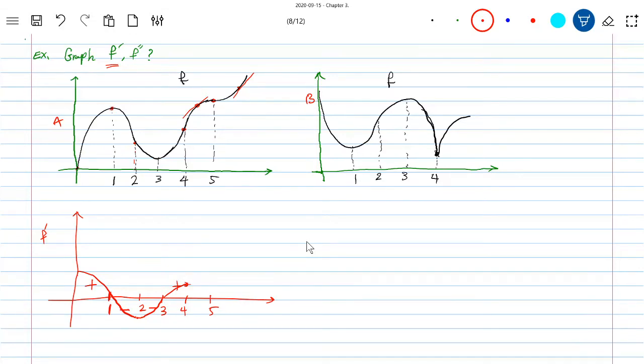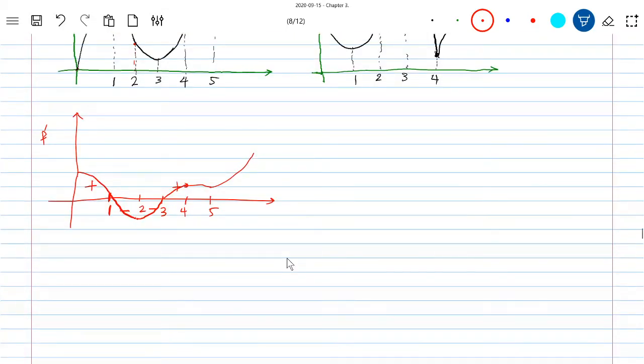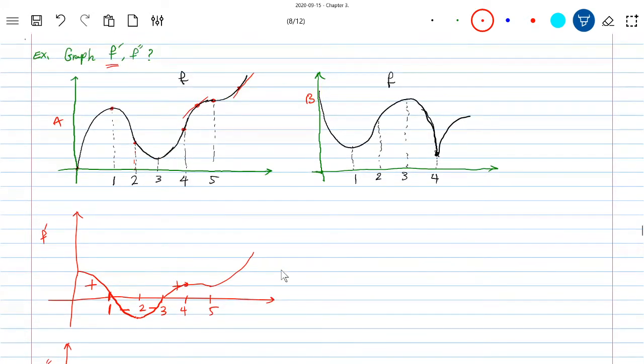Maybe it turns into something like that, whatever it looks like. It's just the sections that are important. Go from negative to positive, positive to negative, and so on. And how about the second derivative? You can look at the second derivative as well. What do you know about the second derivative?